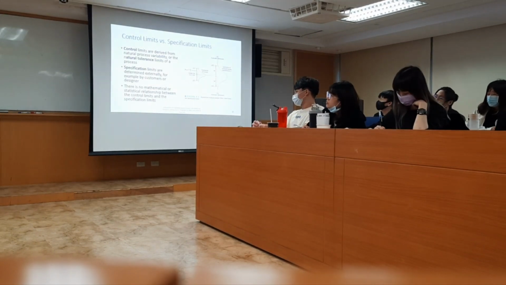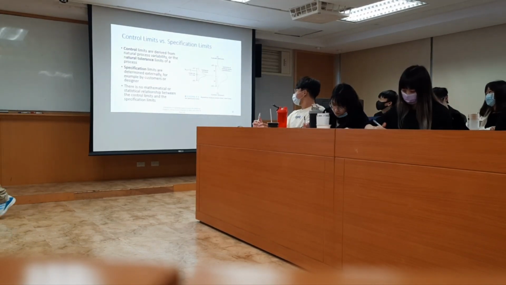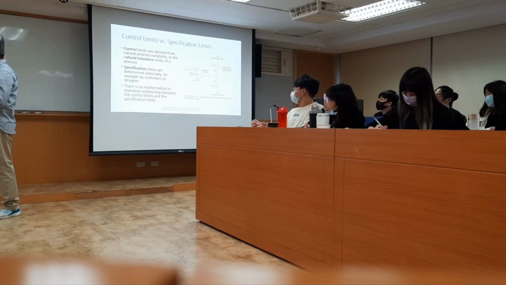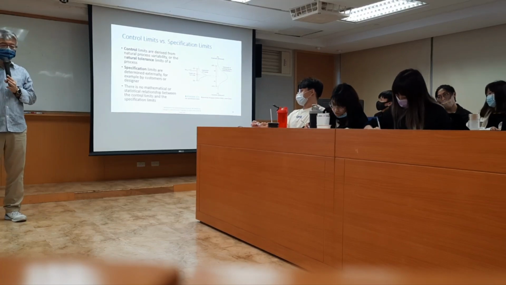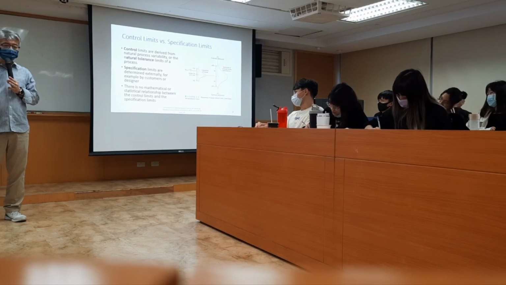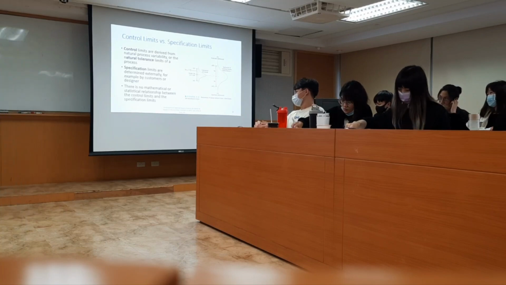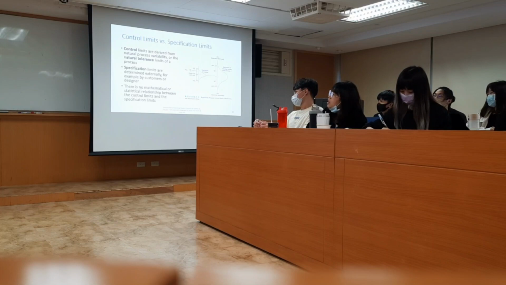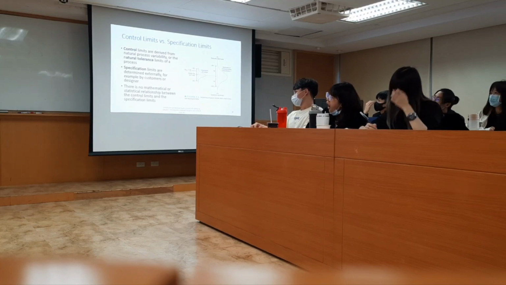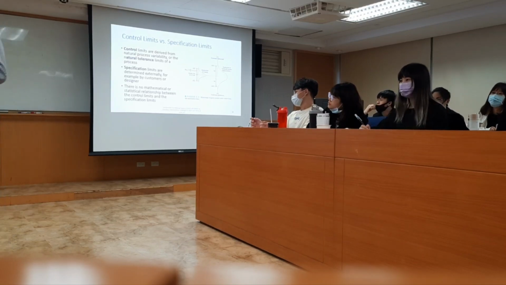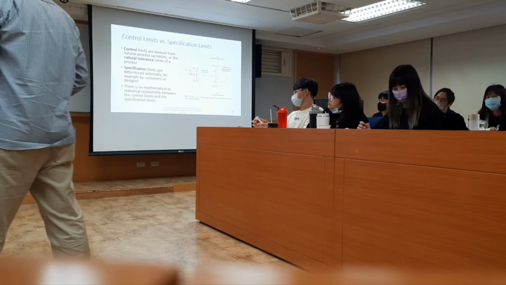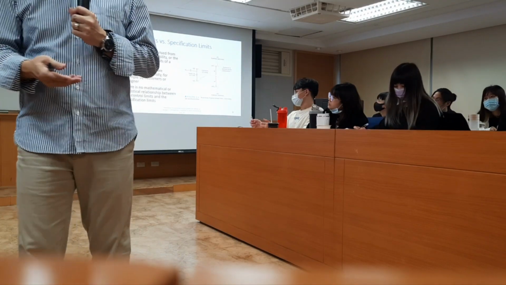Then control limits are derived from the natural process variability. Since we compute the natural tolerance limit, upper 3 sigma and lower 3 sigma, the tolerance limit of a process. Specification limits are determined externally, so for a customer or designer.